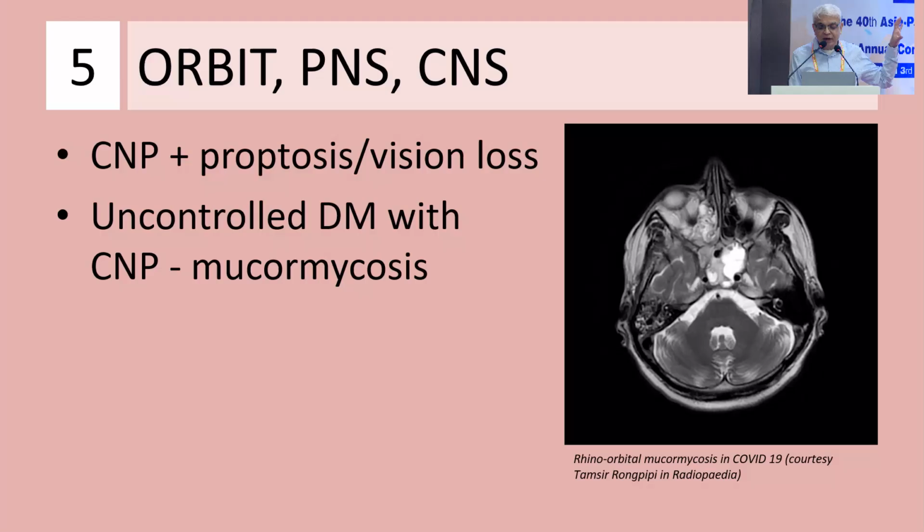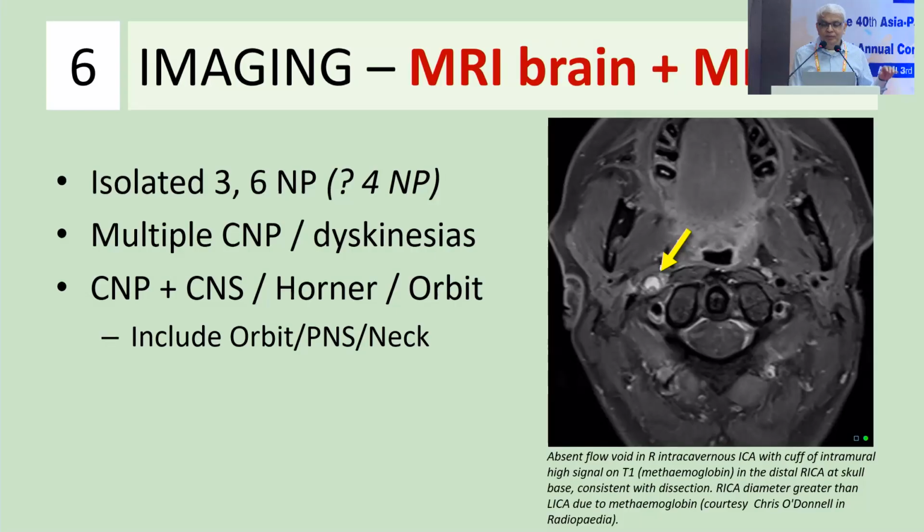So please remember, uncontrolled diabetes mellitus in cranial nerve palsy, do not forget the possibility of mucor. Imaging, everyone knows MRI with MR angiography is important. I would definitely do it for any case of third nerve palsy or isolated sixth nerve palsy. Fourth nerve, depending on the history, I reserve my judgment there. Obviously, any case with multiple cranial nerve palsies or dyskinesias, any patient with a cranial nerve palsy with CNS involvement or Horner's or orbital signs as well.